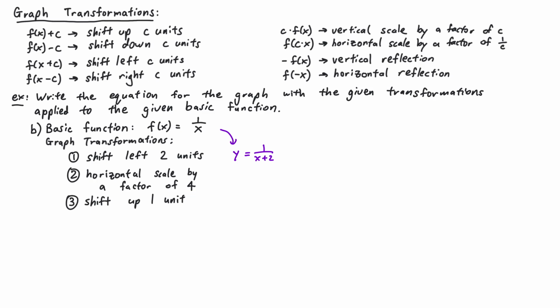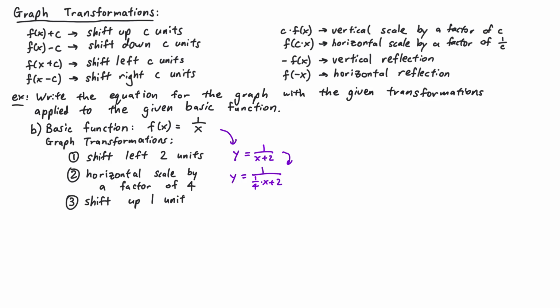So instead, what we need to do is replace our input x with 1/4 times x. That way, we do a horizontal scale by the reciprocal of 1/4, which would be 4. So we want to take our existing equation here, and this time replace the x with 1/4 times x. So our equation is y equals 1 over 1/4 times x plus 2.